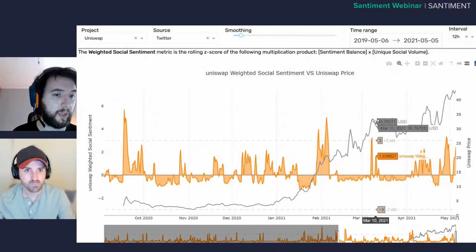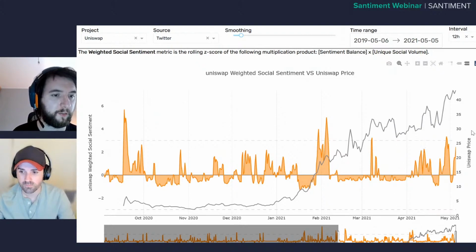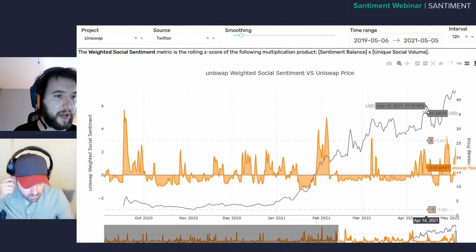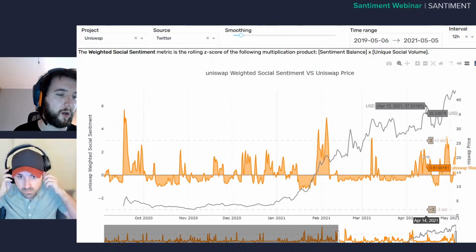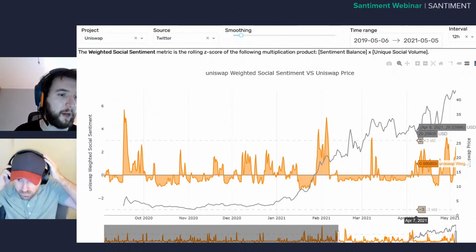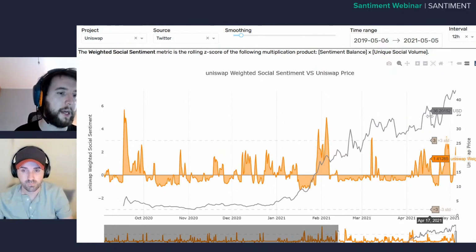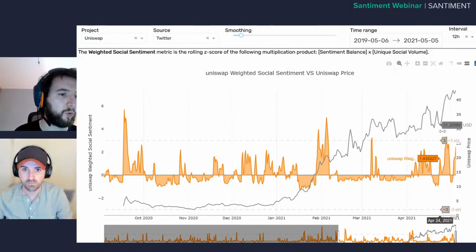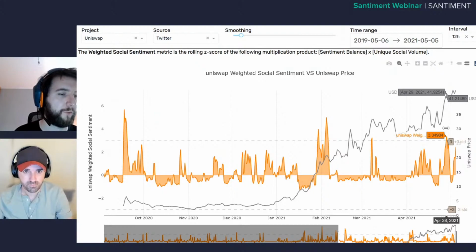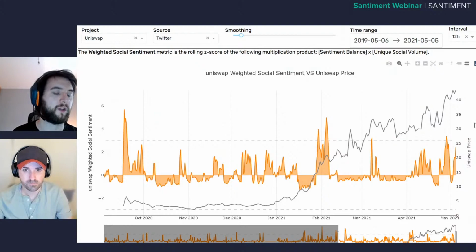Immediately we went into a short-term consolidation pattern, and then once again after Uniswap broke $35, we had another cluster of social sentiment upticks or spikes. We had another period of correction for the coin. After it broke $40, we had another big spike in social sentiment, and so on and so forth.